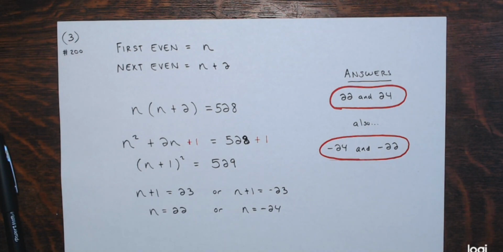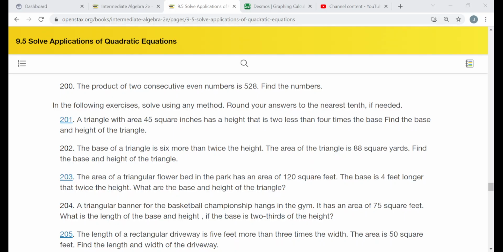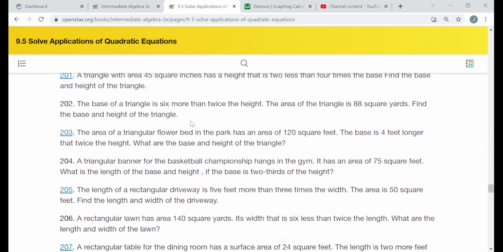All right, next question. Now we get some different instructions here. It still says solve using any method, but then we're asked to round our answers to the nearest tenth if needed, right? That's 1 decimal place. All right, we're moving into exercise 202.